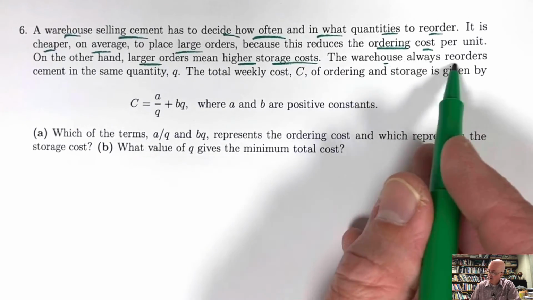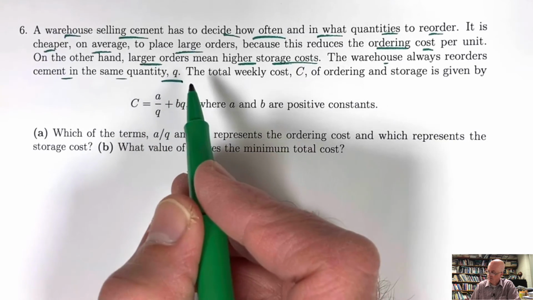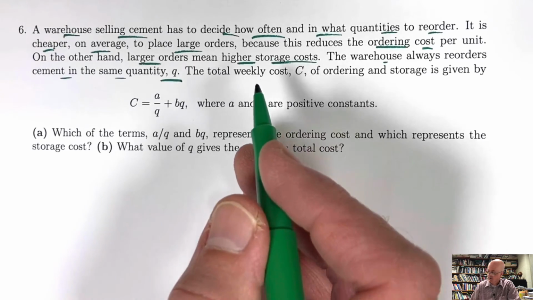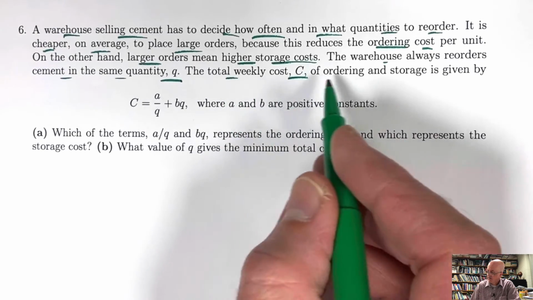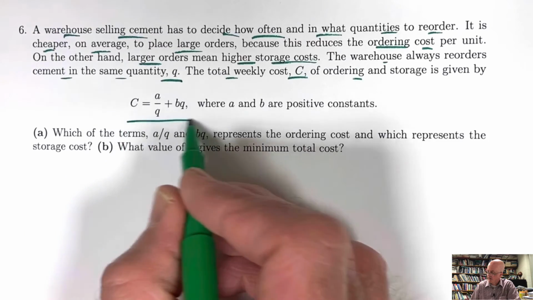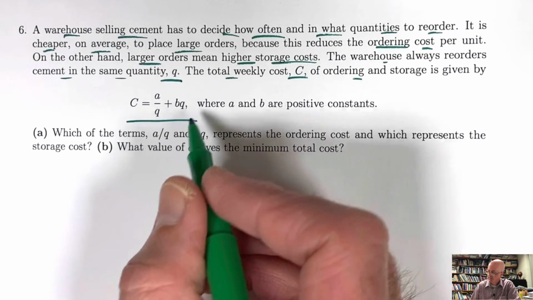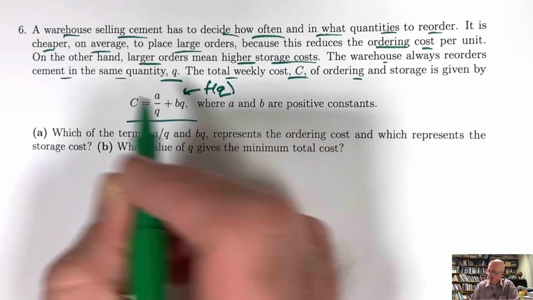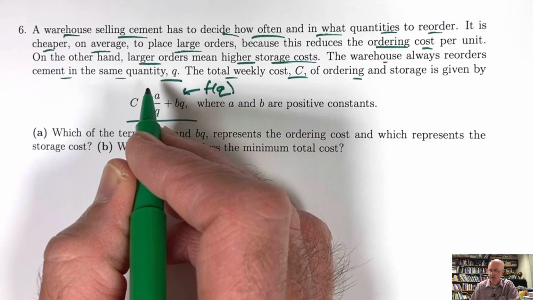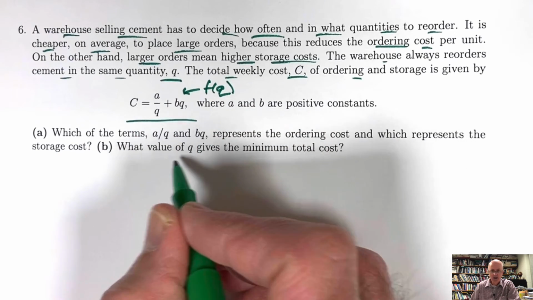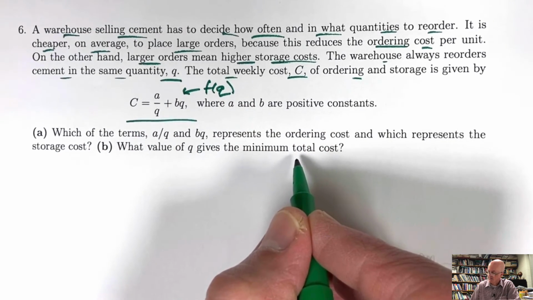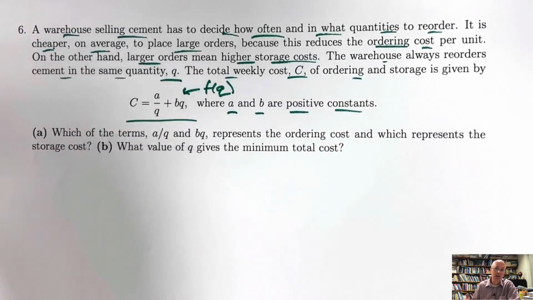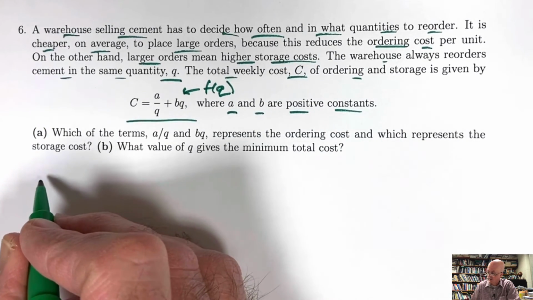The warehouse always reorders cement in the same quantity Q. It doesn't say the units, that could be pounds or kilograms or whatever, or maybe thousands of such. The total weekly cost C of ordering and storage is given by this formula here. No function notation is given, but certainly this could be called f of Q. Q is the variable. Even though they order the same quantity, Q is going to be the variable because we are after the value ultimately of Q that gives the minimum total cost. A and B are positive, unspecified constants. Of course, we could give specific constants if we wanted to.